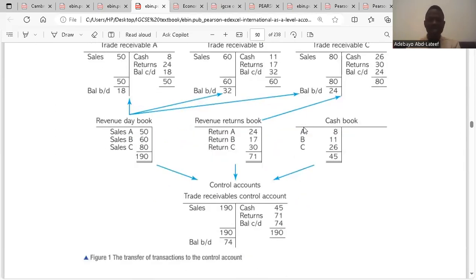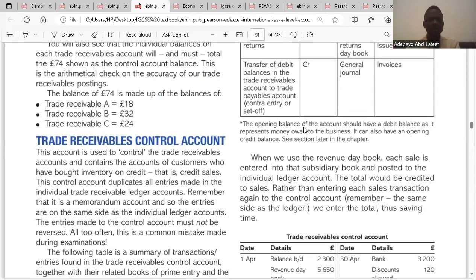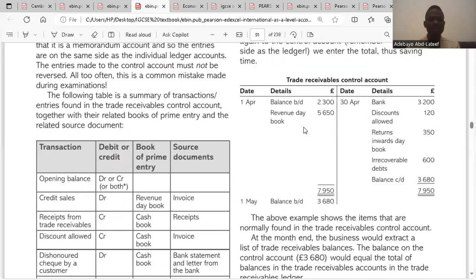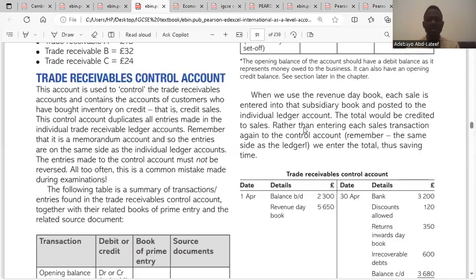So that takes us to the trade receivables control account. This account is used to control the trade receivables account and contains the accounts of customers who have bought inventory on credit. So we use the trade receivable control account for our credit customers. And what are the entries in our trade receivable control accounts?